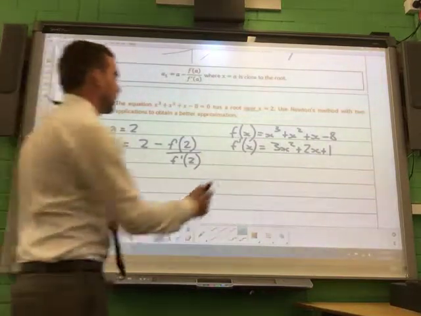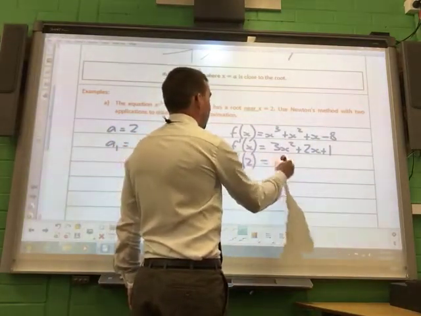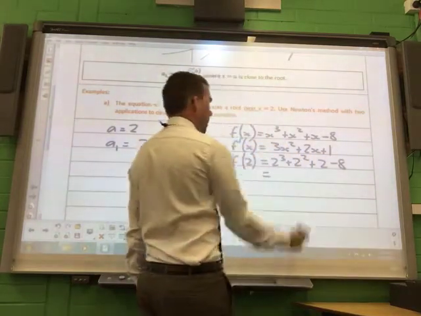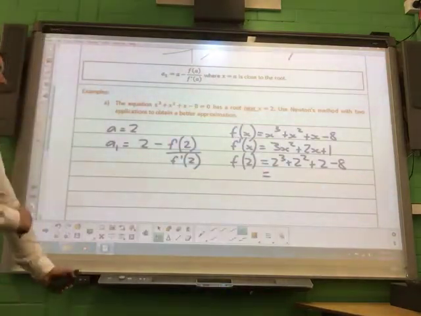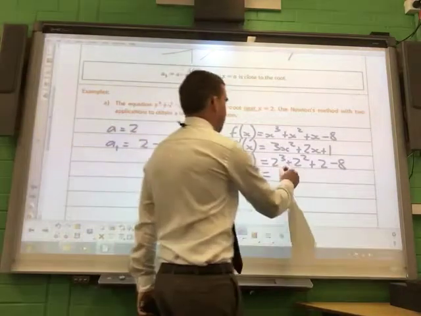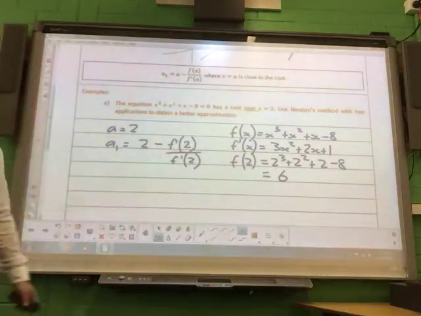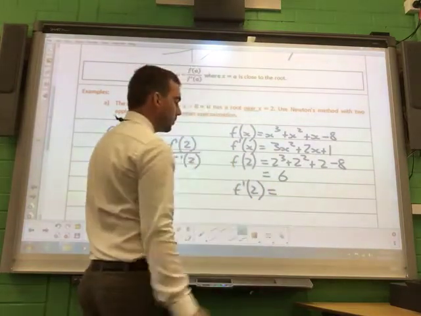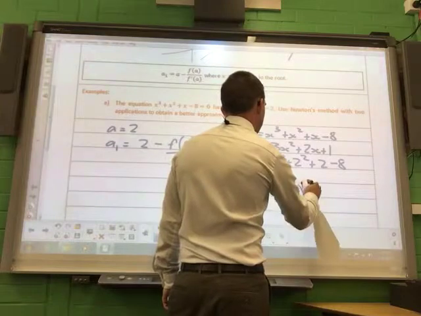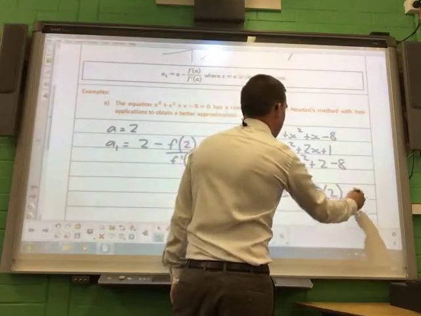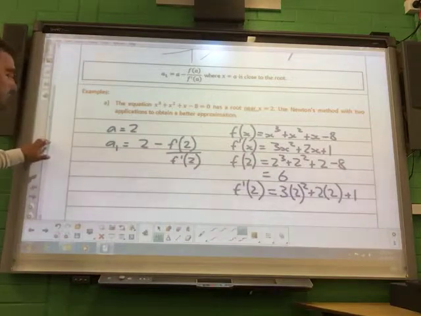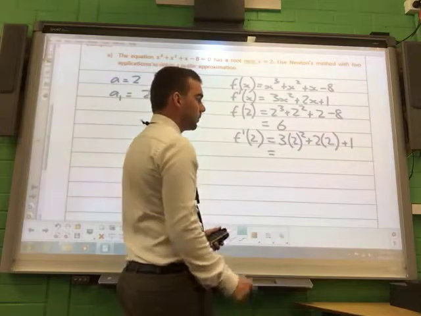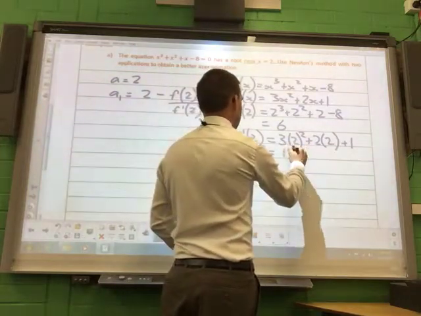So f of 2 is going to be 2 cubed plus 2 squared plus 2, take away 8. 8 plus 4 plus 2 is 14, take away 8 is 6. f of 2 is 6, that's what I'm going to put on the top of the fraction. And f dash of 2 is going to be 3 lots of 2 squared plus 2 lots of 2 plus 1. 12 plus 4 is 16, plus 1 is 17.